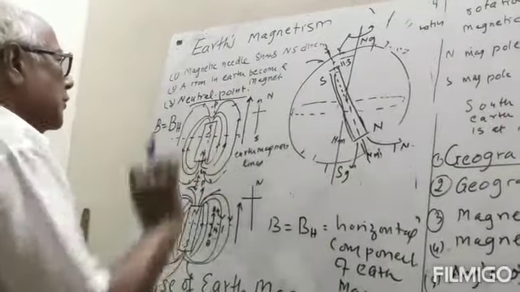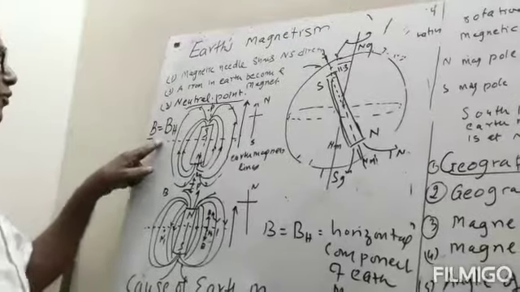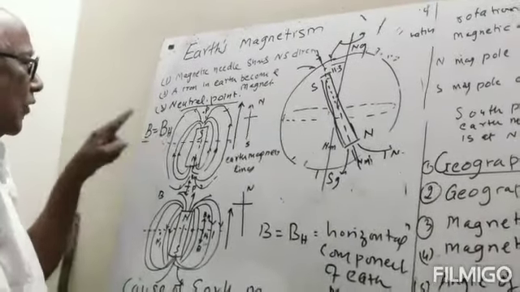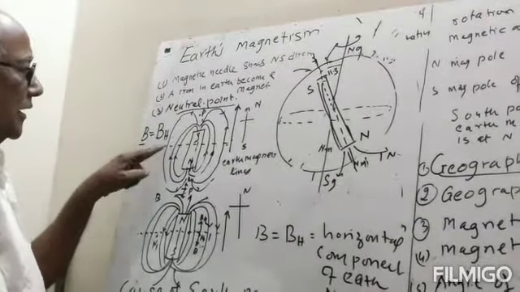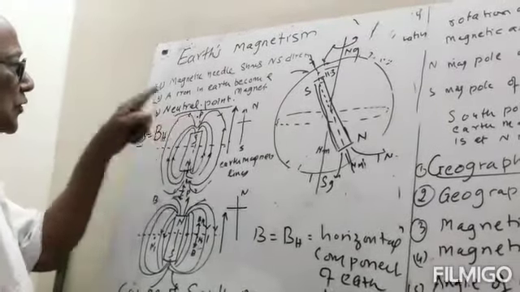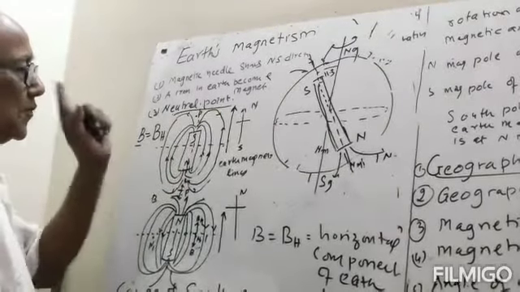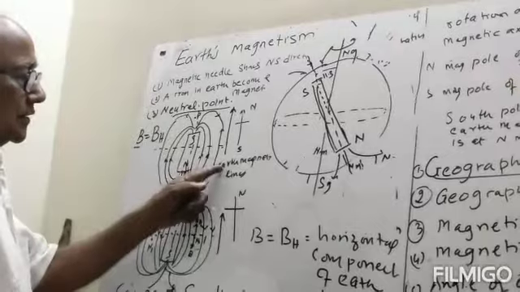So at the neutral point, the magnetic field due to the magnet will be equal to the horizontal component of the magnetic field of the earth at that point. So the presence of a neutral point shows that there is a magnetic field of the earth.